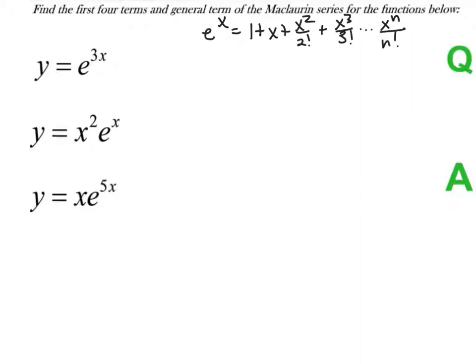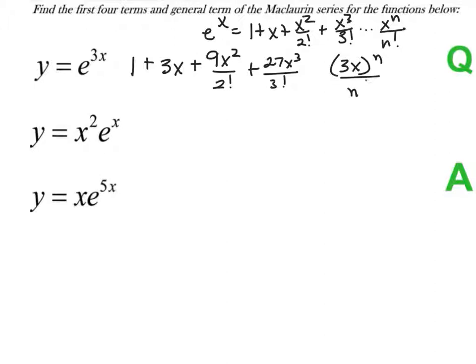So e to the 3x, every time we see an x, we make it a 3x. So it's going to be 1 plus 3x plus. Now, here you're going to be a little careful because we're substituting an entire 3x in place of x. So it's 3x squared, so it's actually going to be 9x squared over 2 factorial. And the next term, of course, 3x cubed, it'll be 27x cubed over 3 factorial. And in the interest of time and space, I'm not going to reduce these all out. Both of them would be 9/2, but I'm just going to go straight to the general term, which would be 3x to the n over n factorial.